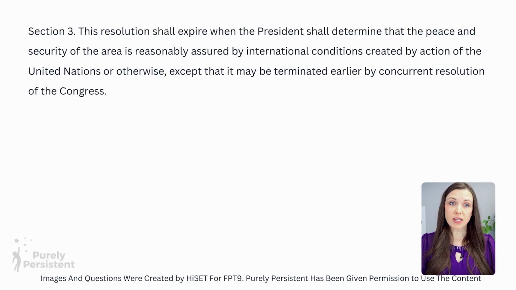Section 3. This resolution shall expire when the President shall determine that the peace and security of the area is reasonably assured by international conditions created by action of the United Nations or otherwise, except that it may be terminated earlier by concurrent resolution of Congress.